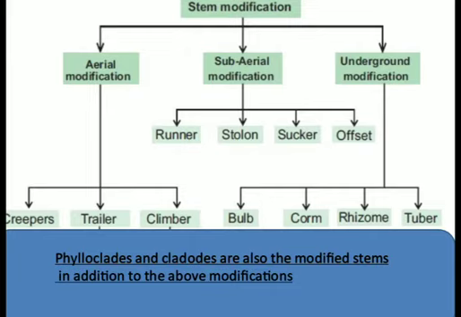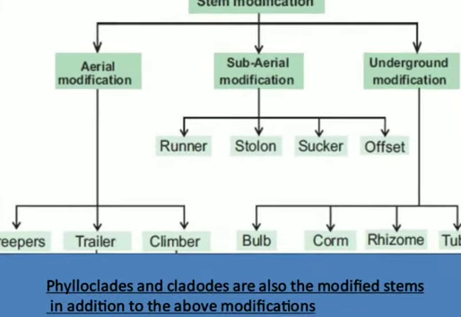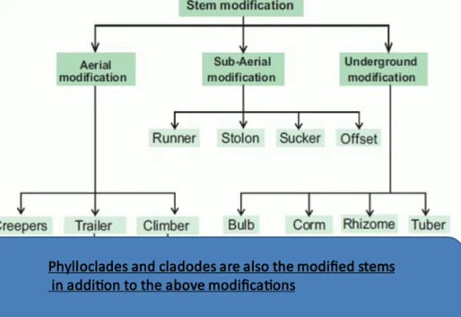Let us have a look at the various modifications of the stem. There are the underground modifications of the stem, there are subaerial modifications of the stem, and there are the aerial modifications of the stem. The underground modifications include bulb, corm, rhizome, and tuber. Similarly, the subaerial modifications of the stem include runner, stolon, sucker, and offset. We will be discussing these one by one.